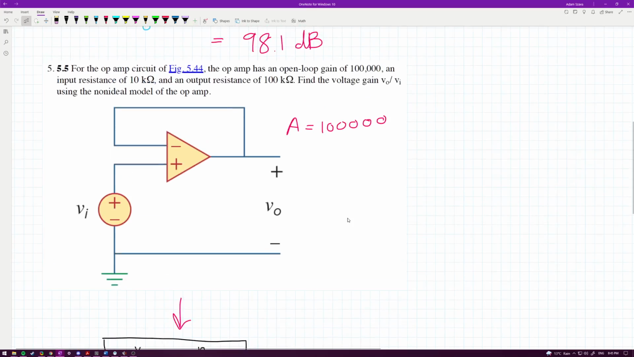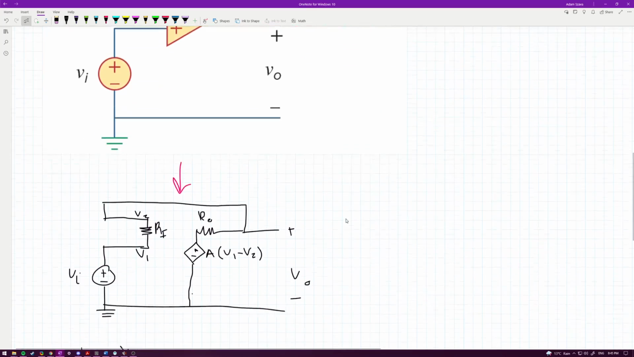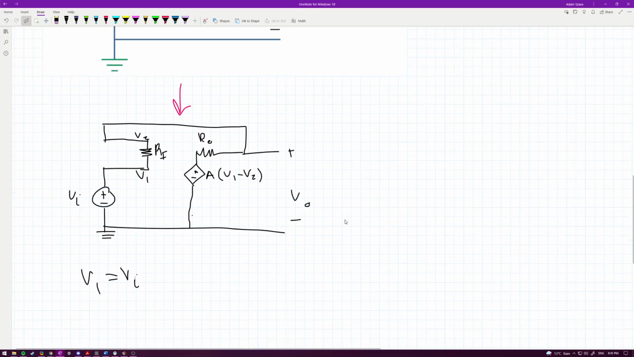And what are we looking for? We're looking for VO over VI. That can just connect there. So VI is that, so V1 equals VI. Is this built right? I think it is built right. So we do KCL, KVL, process loop. Yeah, I think we do KCL across. Okay, that seems right to me.